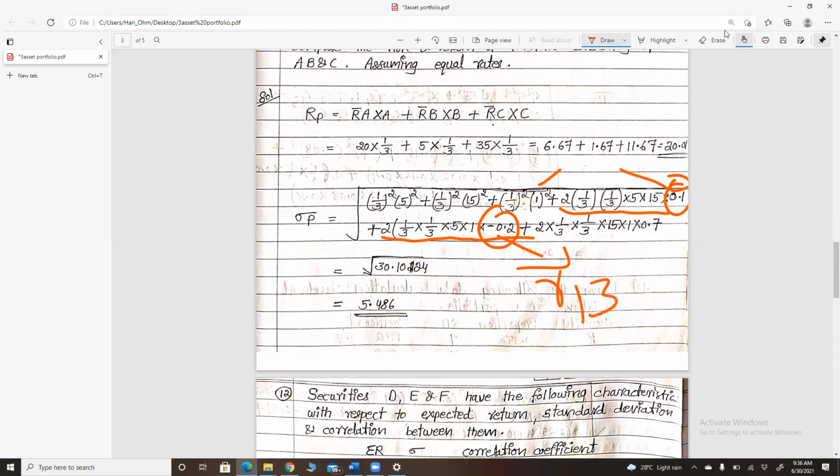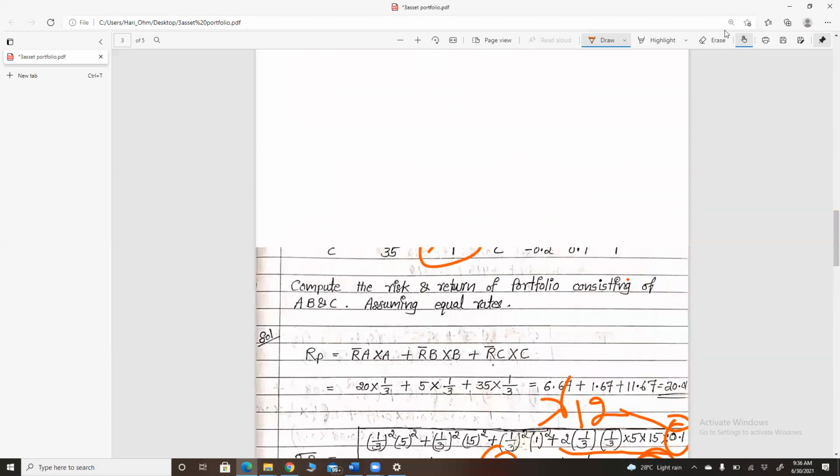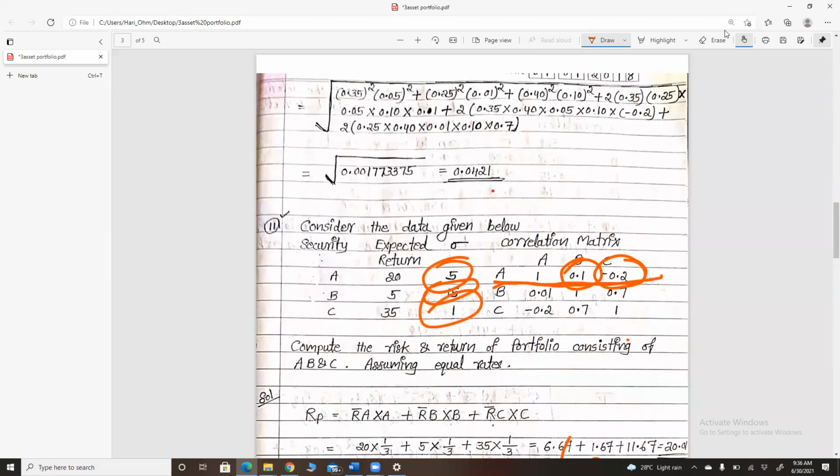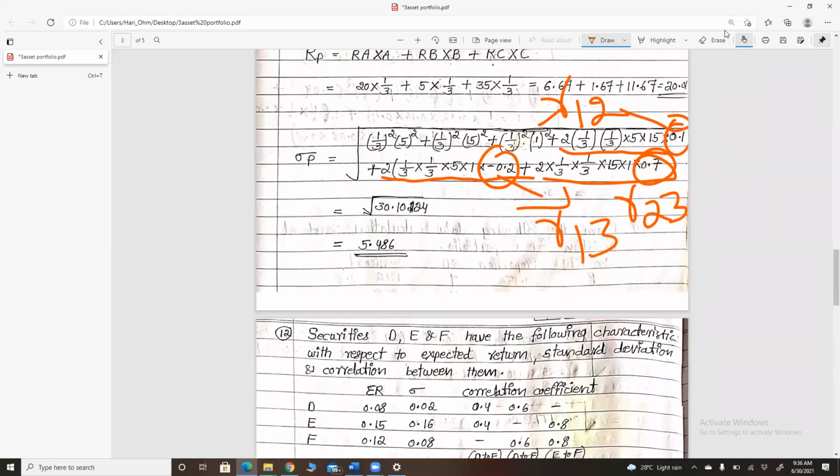This is R12. Next is this one, R23. How do you get R23? See, R23 is nothing but second row, third one, that is 0.7. Is it clear? 0.7.